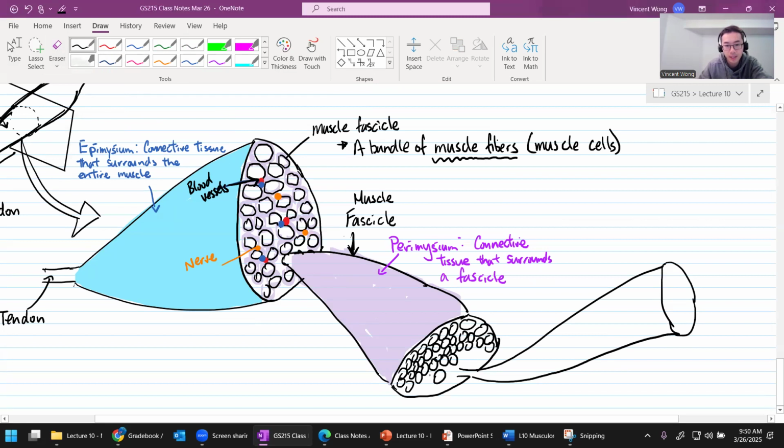Okay, so each of these are individual muscle fibers, which once again just means a muscle cell. So hundreds and hundreds of cells in a bundle, in a fascicle, and then you put a bunch of these fascicles together, you get the muscle.